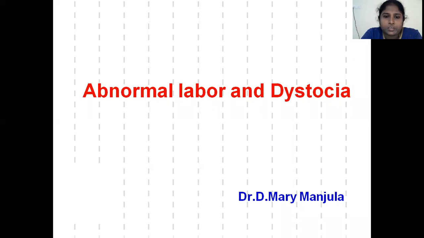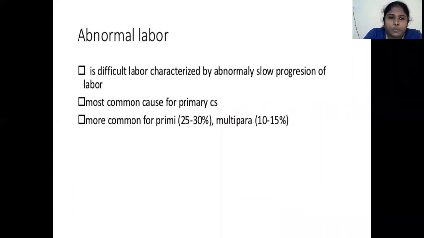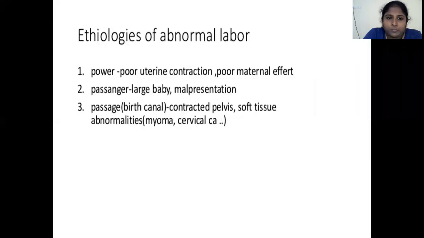Coming to the definition, abnormal labor means difficult labor characterized by abnormally slow progression of labor. Dystocia means difficult labor. It is the most common cause for cesarean sections, especially in primaries. It is more common in first pregnancies compared to second and third pregnancies. It occurs in 25 to 30% of primaries and about 10 to 15% in the second and third gravida.